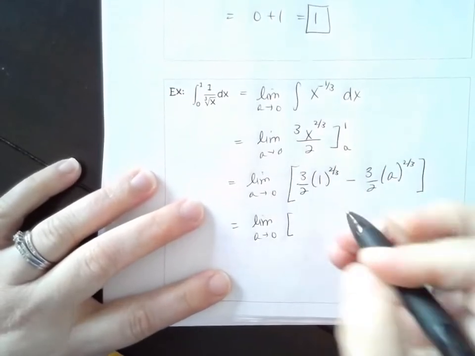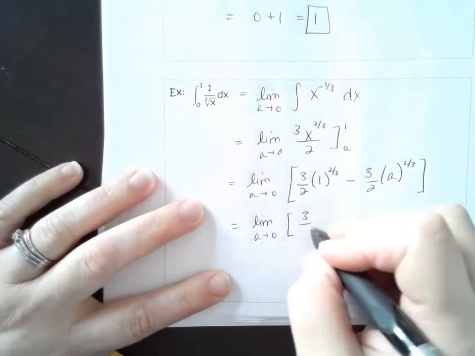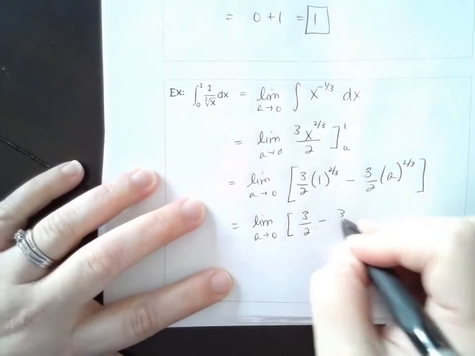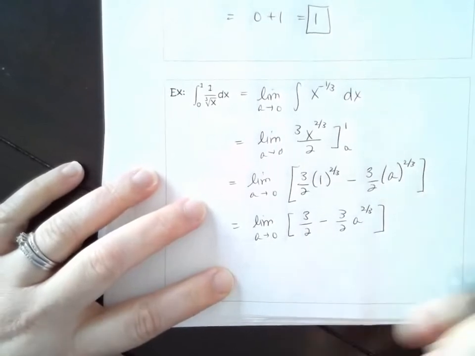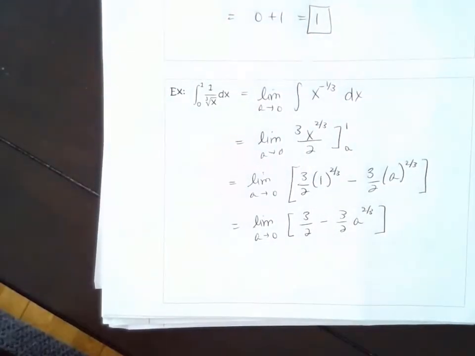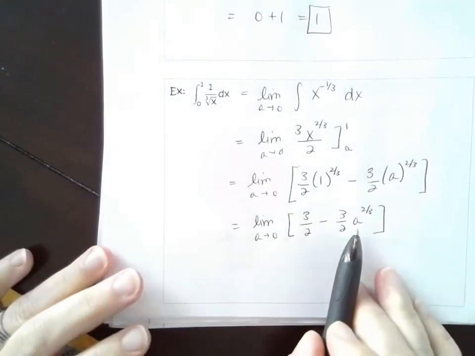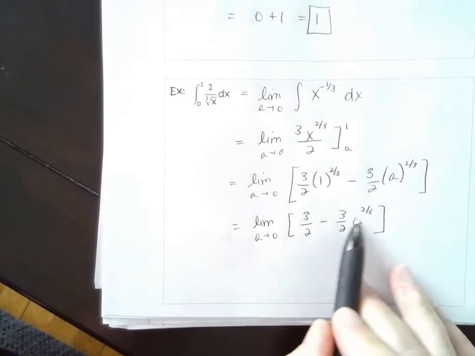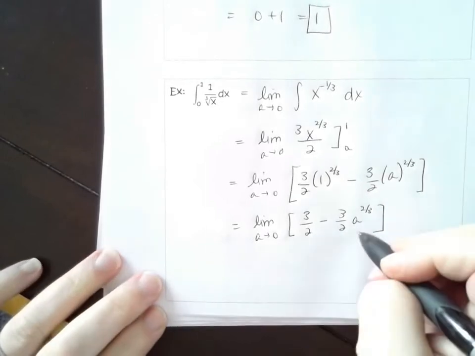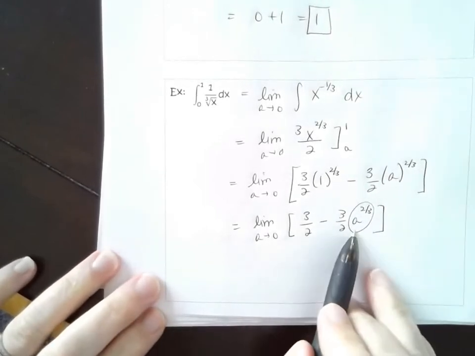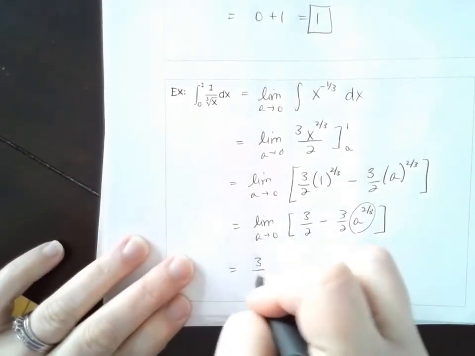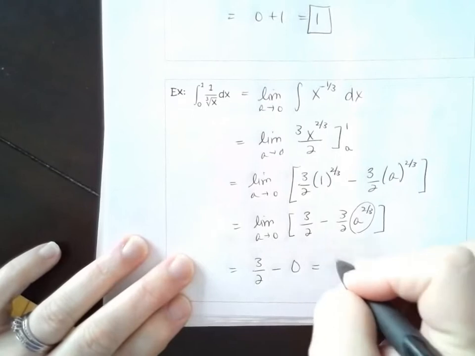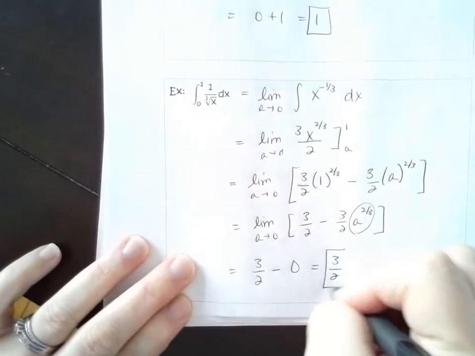3/2 times 1 to the power of 2/3 is 3/2. And now what would happen if I plugged in 0 where A currently is? If 0 was here, then 0 to the 2/3 is still 0. This whole portion would be 0. 3/2 times 0 is still 0. So I'm taking 3/2 minus 0, which is 3/2.